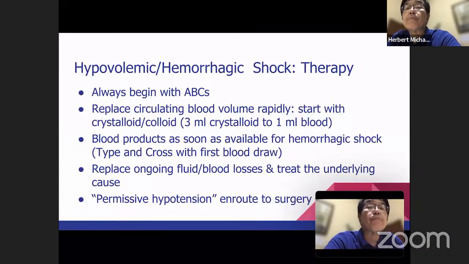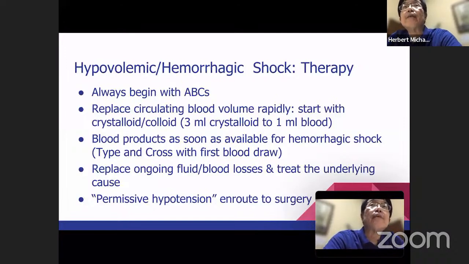Blood products should be given as soon as possible, and they should be type and crossed with the first blood extraction for hemorrhagic shock. And you need to replace ongoing losses or blood losses. And of course, don't forget to treat the underlying cause.